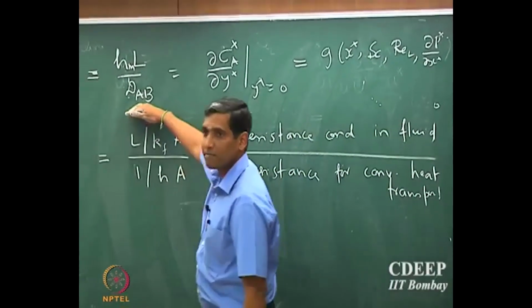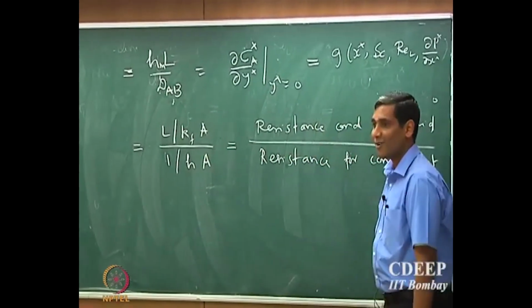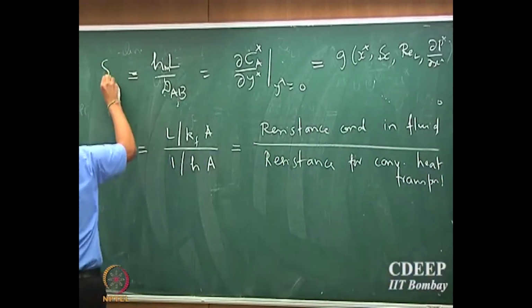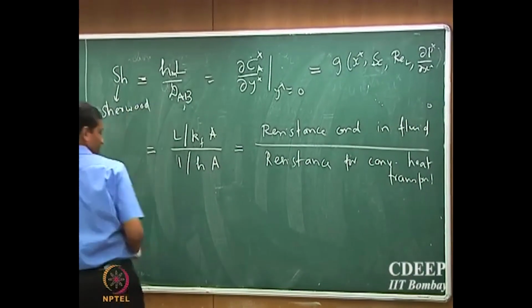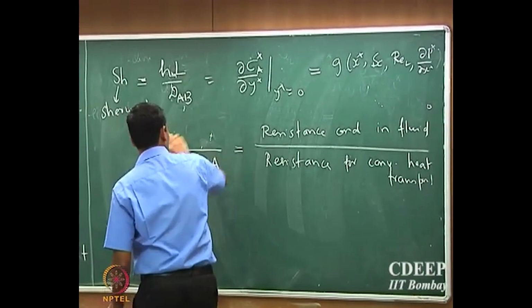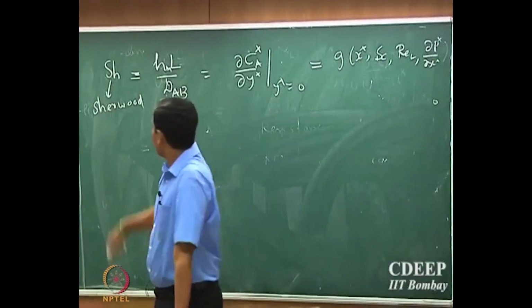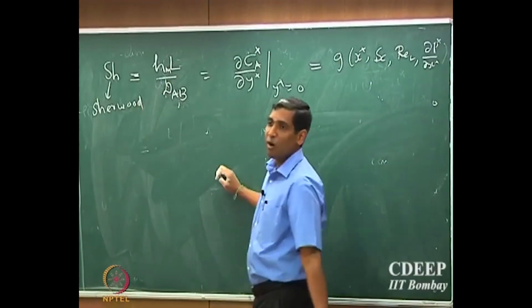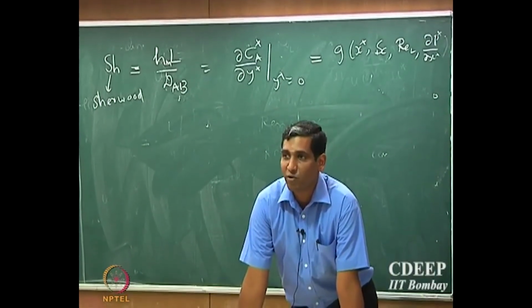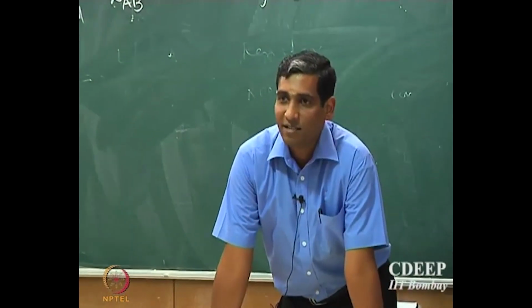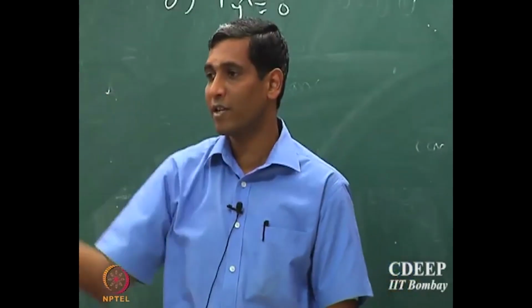What is this number called? So this is called the Sherwood number, if you have not heard of this. So it's the Sherwood number, which is hM into L by DAB. Once again, it defines the ratio of the resistance to mass diffusion in the fluid phase, divided by the resistance for mass transport due to the presence of convection from the solid phase to the fluid phase.